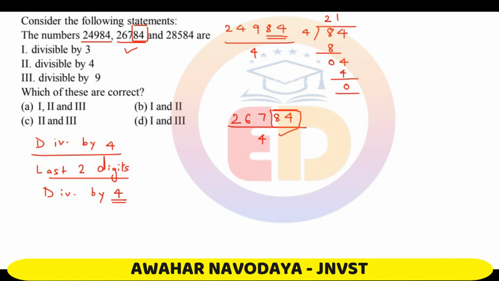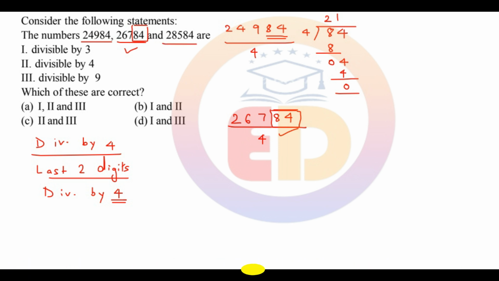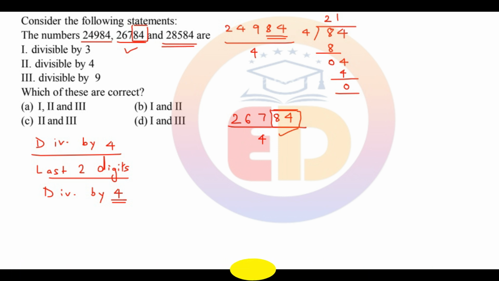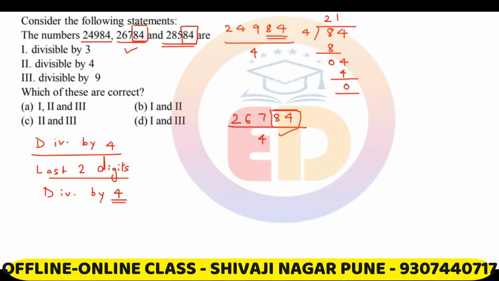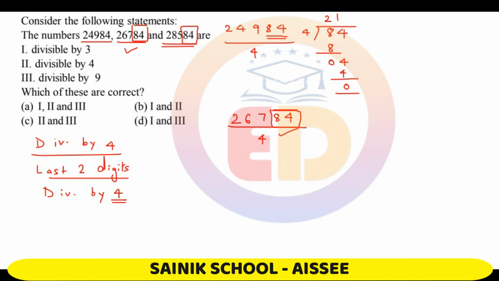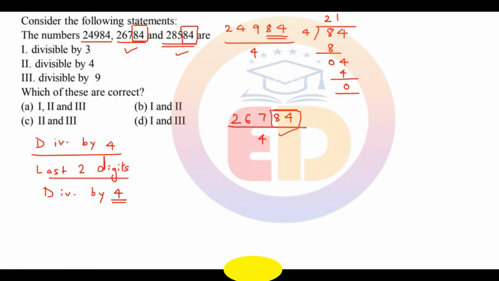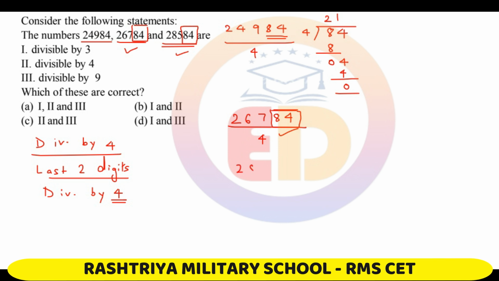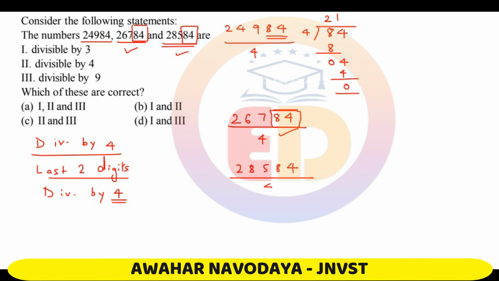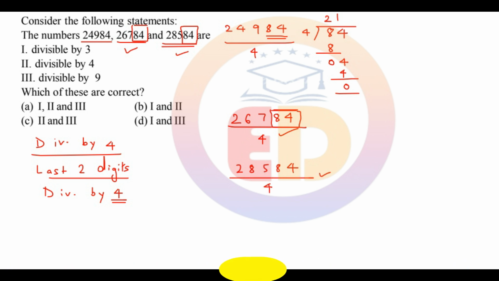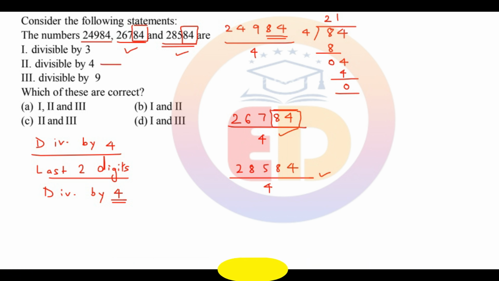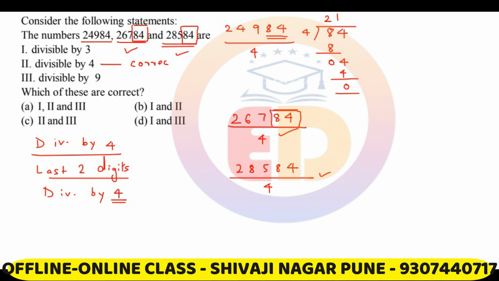And we don't need to check the third option, because to check the divisibility of 4 in the third number, which is 28,584, I have to take the last two digits 84. And again, I have just now verified 84 is divisible by 4. So the third number 28,584 will also be divisible by 4. So I see that all the three numbers are divisible by 4. So my second sentence is also correct.